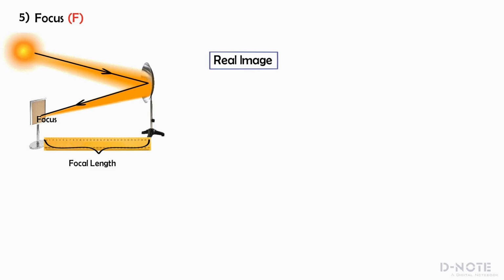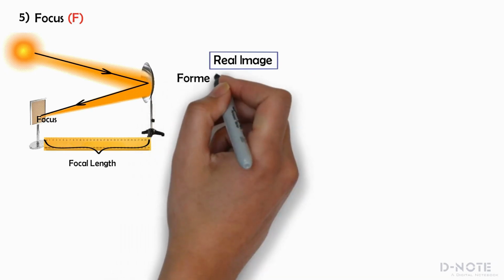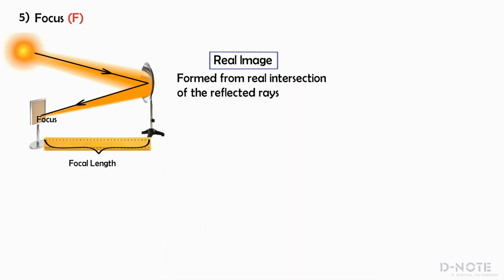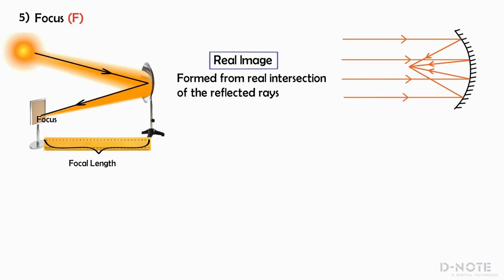In fact, we got a real image of the sun. Why do we say it is a real image? Because it is formed from the real intersection of the reflected rays. And it can be represented in a ray diagram as shown here. Here, the parallel rays are the rays from the sun which get reflected from the mirror and pass through a single point called the focus.